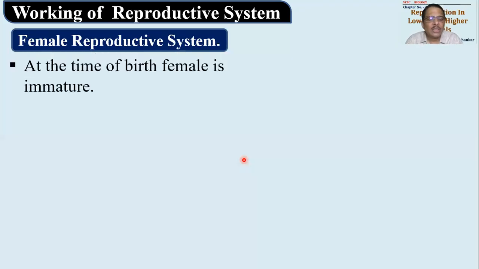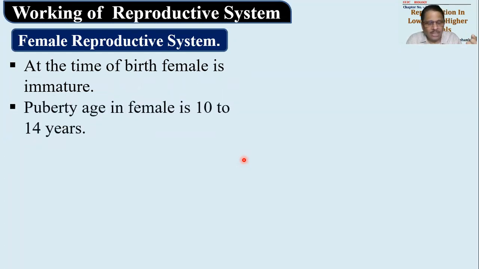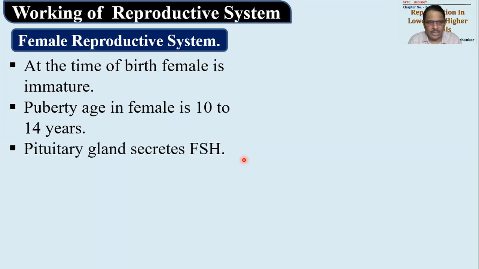So that's an idea. Now in case of female, again the same thing: females are also immature at the time of birth, though the production of primordial follicles is there in the ovary. The follicles are held in an immature state, and that's why the follicle will not be able to release the ovum, and that's why females are immature. Again, in case of females, there will be an event of puberty around the age of 10 to 14 years. So females will get matured.